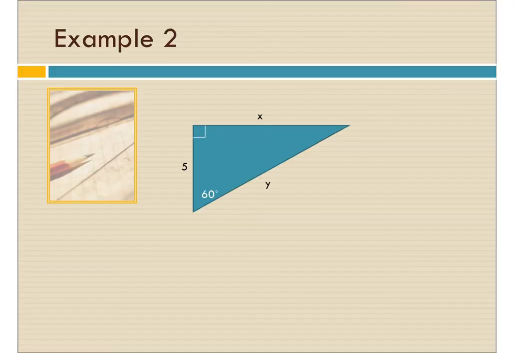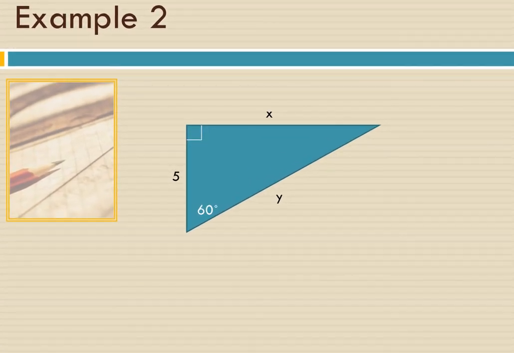Let's do this thing. Example 2. What kind of case is this? 45, 45, 90 or 30, 60, 90? 30, 60, 90. So this last angle is 30 degrees. Why? Christian, why is it 30? Very good. 180 degrees, you take away the 60, you take away the 90, you're left with 30 degrees, okay?